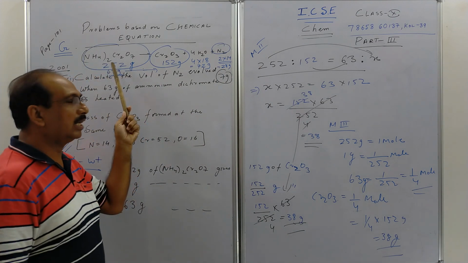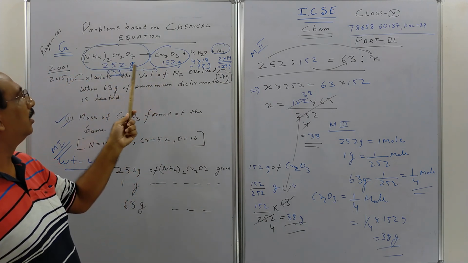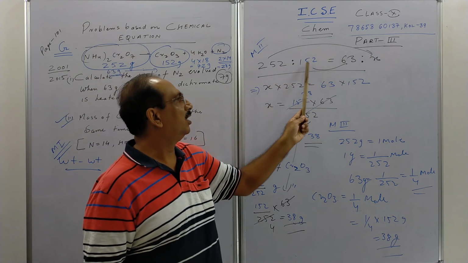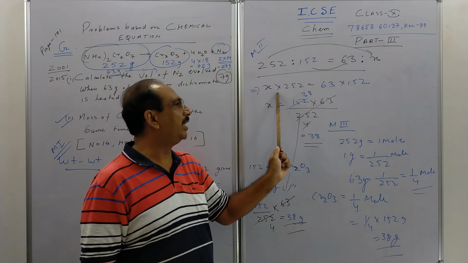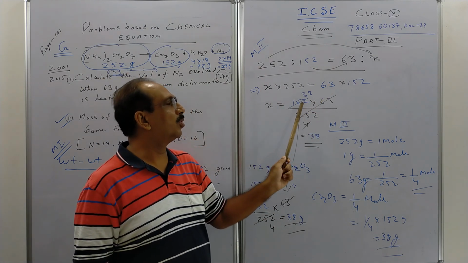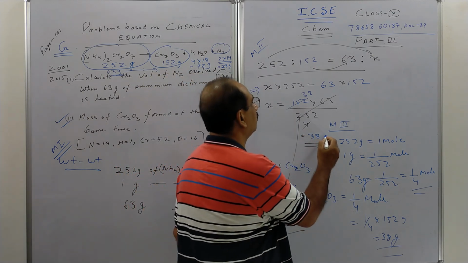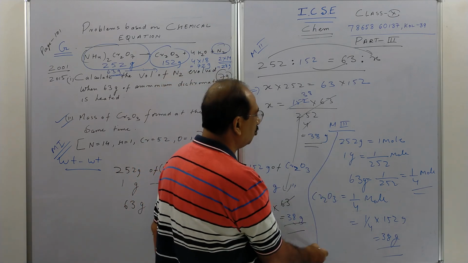252 gram of ammonium dichromate gives you 152 gram of chromic oxide. 63 gram will give me how much? So product of extremes is equal to product of means. This into this is this into this. Find x, how much chromic oxide will be formed at the same time. Answer is 38 gram. And the next method is what we call the mole method.